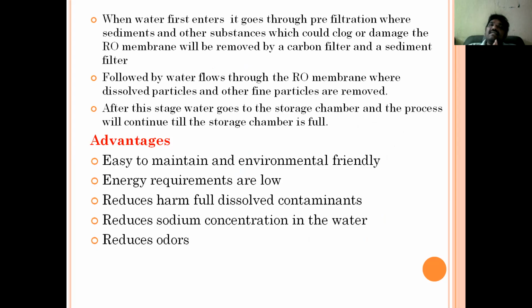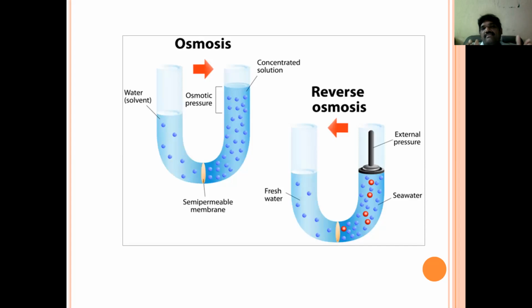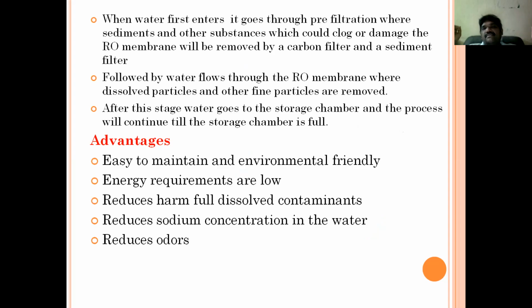When water first enters, it goes through pre-filtration, where sediments and other substances which could clog or damage the RO membrane will be removed by a carbon filter and a sediment filter. I am speaking about the mechanism. I told you in one point what is happening, the exact procedure, but what is happening in RO units? As water enters that unit, all the sediments and other associated substances will be stopped there itself. They won't come to the filter.